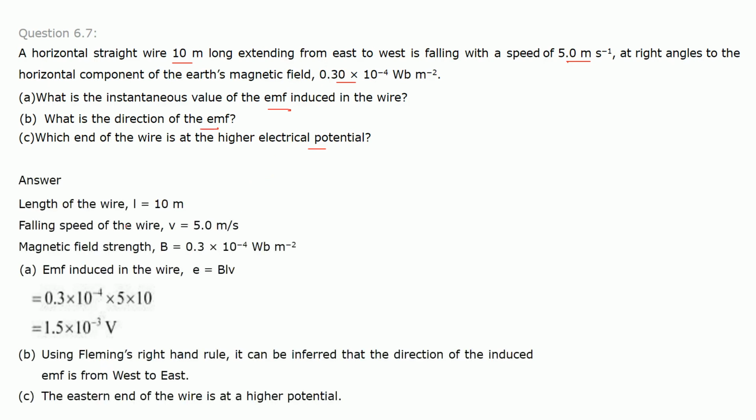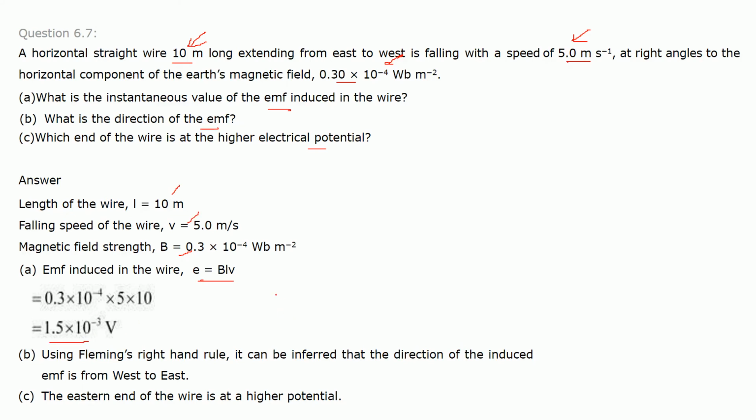So what all values are given? This is length, this is the velocity, and this is the magnetic field. Let us write them. Now EMF induced will be, we know for a wire, E will be BLV. B is known to us, L is known to us, V is known to us, this will be this value.